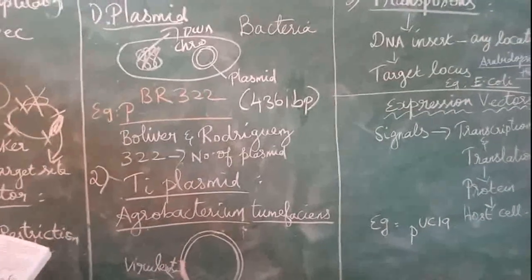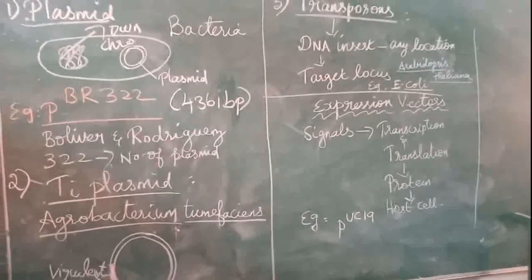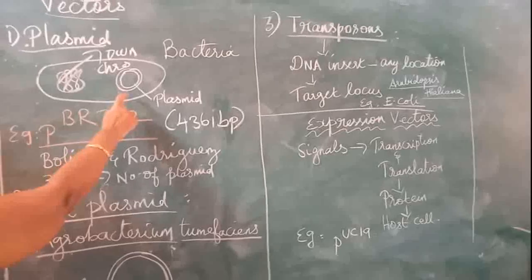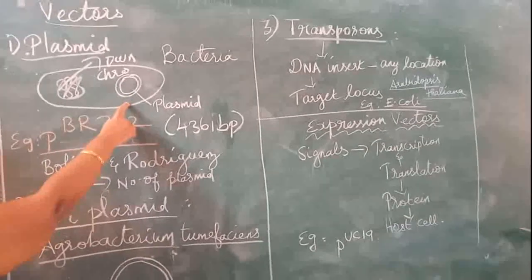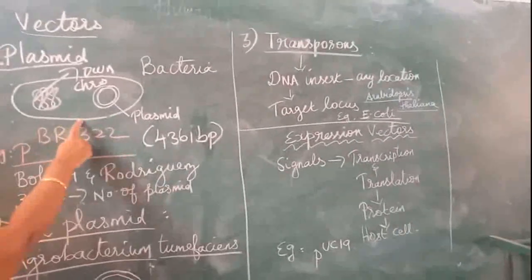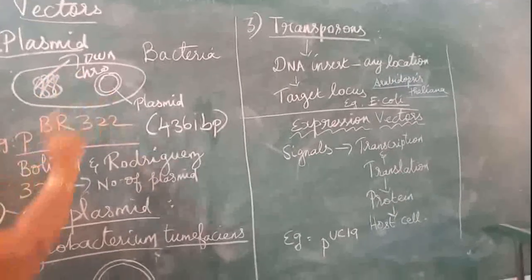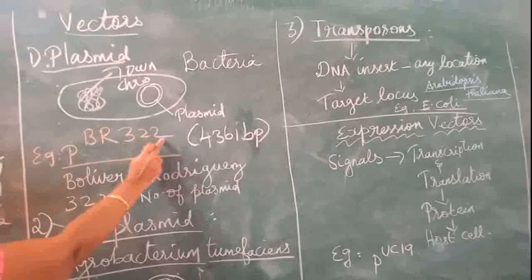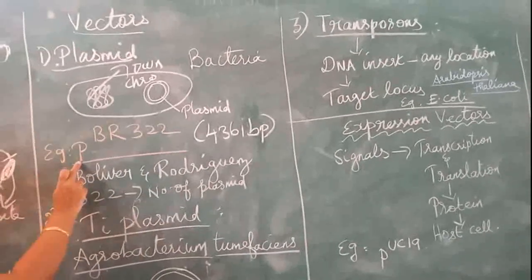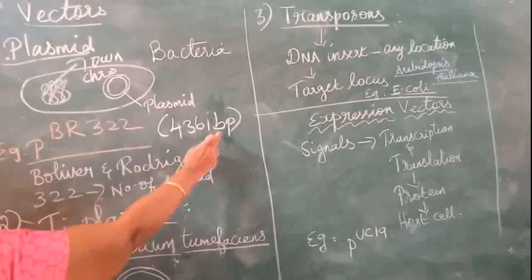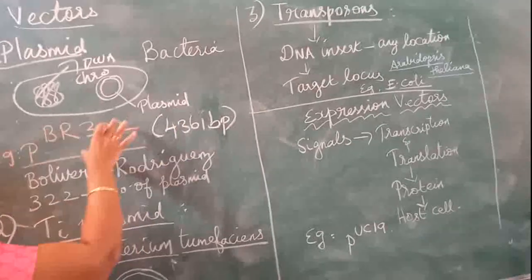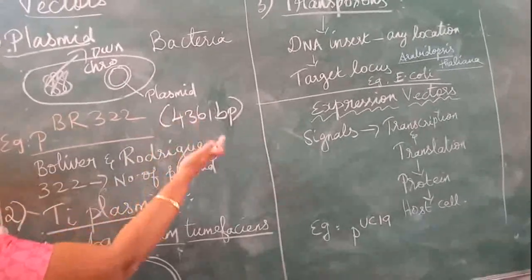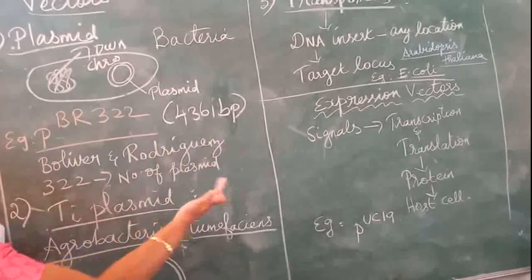This is one type of vector commonly used in the biotechnological process. Plasmid is an extrachromosomal DNA made up of a double-stranded circular DNA structure. It is mainly responsible for transferring genetic information. Most biotechnologists prefer this kind of plasmid. For example, pBR322. It has 436 base pairs, in which our gene of interest is going to be inserted. A particular gene is transferred from one organism to another organism.